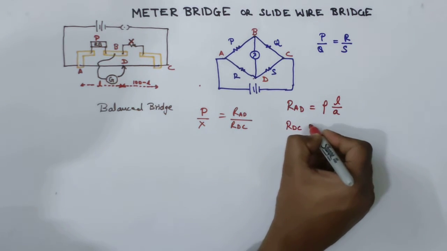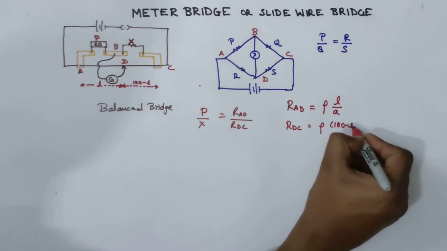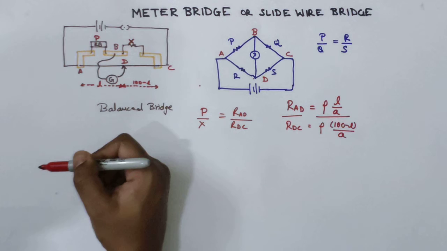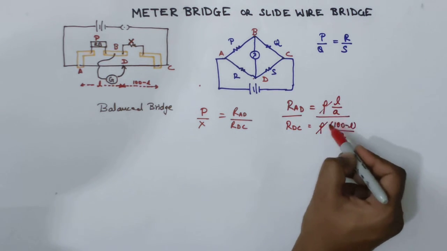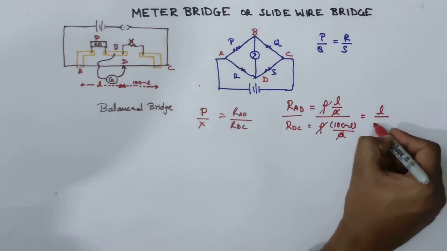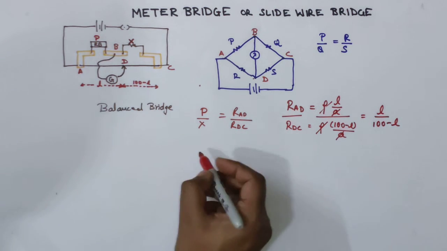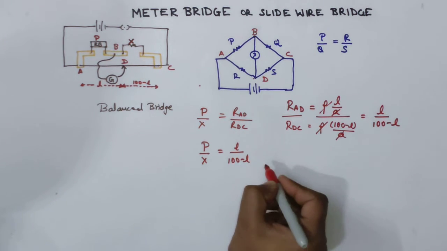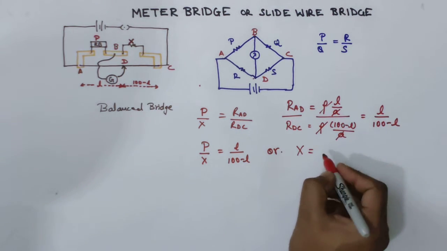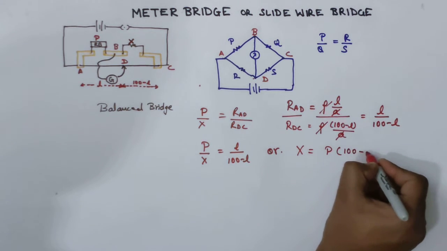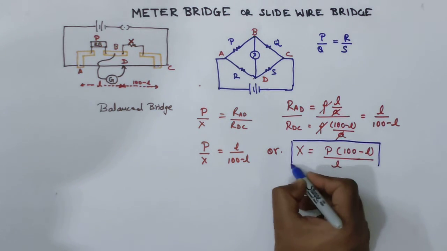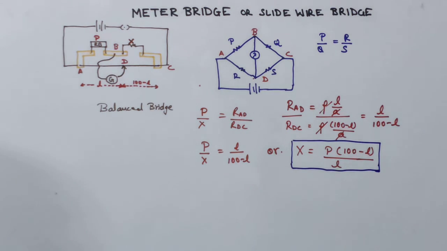Similarly, RDC will be the resistivity of the wire, length of the wire, which is 100 minus L, upon cross-section area A. Now, if I take the ratio of these two resistances, RAD upon RDC, here we see that rho and rho get cancelled, A and A get cancelled, and what we get over here is L upon 100 minus L. So, from this relation, I can write that P upon X equals L upon 100 minus L, or I can write X equals P into 100 minus L upon L. Now, this is the relation which we get, or this is the formula which helps us in finding the unknown resistor X through this meter bridge setup.